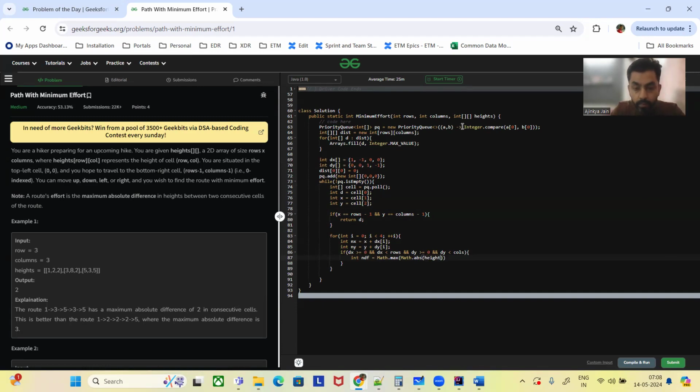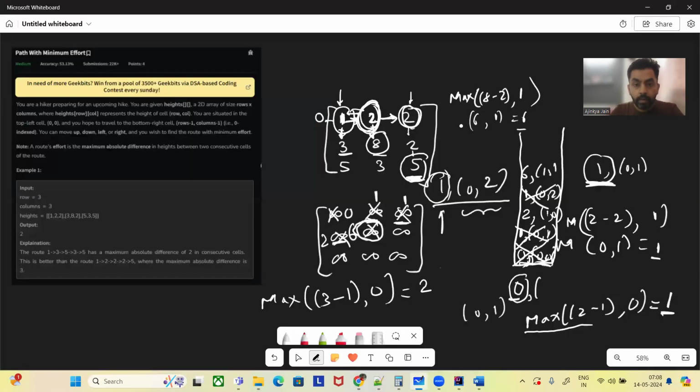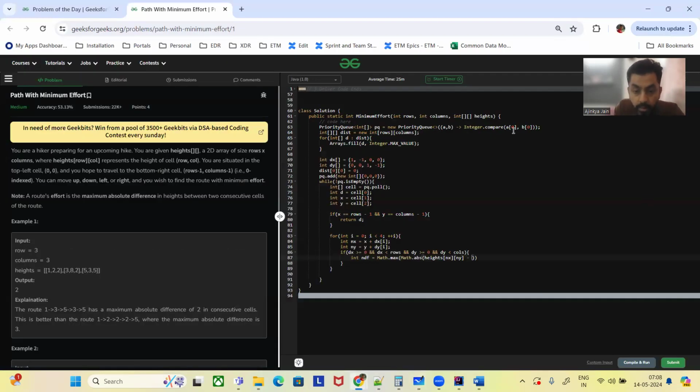What is it going to be? Heights of nx and ny. What is nx and ny? For example, if you want to go to this position from this position, or from this position to this position, so nx and ny is this, minus heights of x and y. We're going to take the maximum with the previous distance, maybe we can call it PD, previous distance.